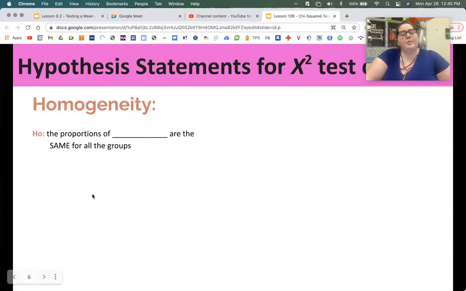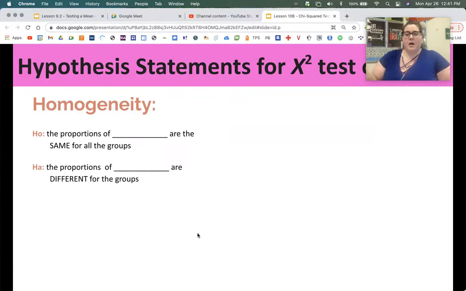So my null hypothesis for any test is that things stay the same, that nothing's different, nothing changes, everything's chill. So our proportions of whatever variable we have are the same for all groups. That would be our null. Our alternate would be the proportions of whatever variable are different for all of the groups or for some of the groups. A test of independence, the essence there is we are testing for association.